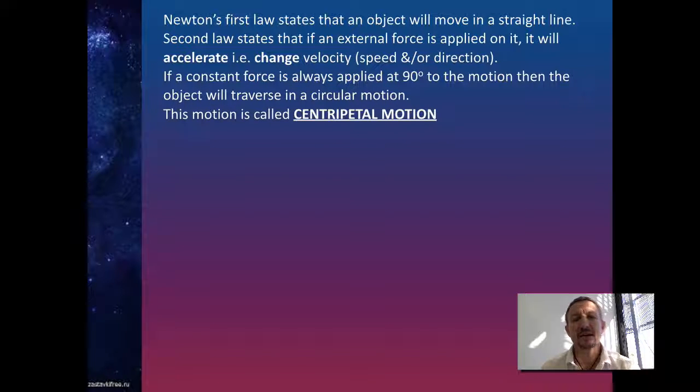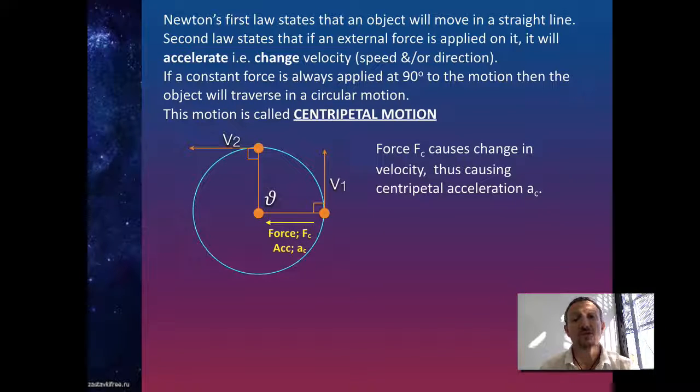Now what we notice is that if we apply a force on a moving object which is at 90 degrees to the motion and continue it, then that object will move in a circular motion, and we call this centripetal motion. So you can see here that we've got an object shown with the orange blob which is moving at a velocity v1. If we apply a force Fc, which is the yellow arrow, perpendicular to its motion, the result is it will stay at a constant speed, but move in a direction v2. So as a result, we've now produced our circular motion.